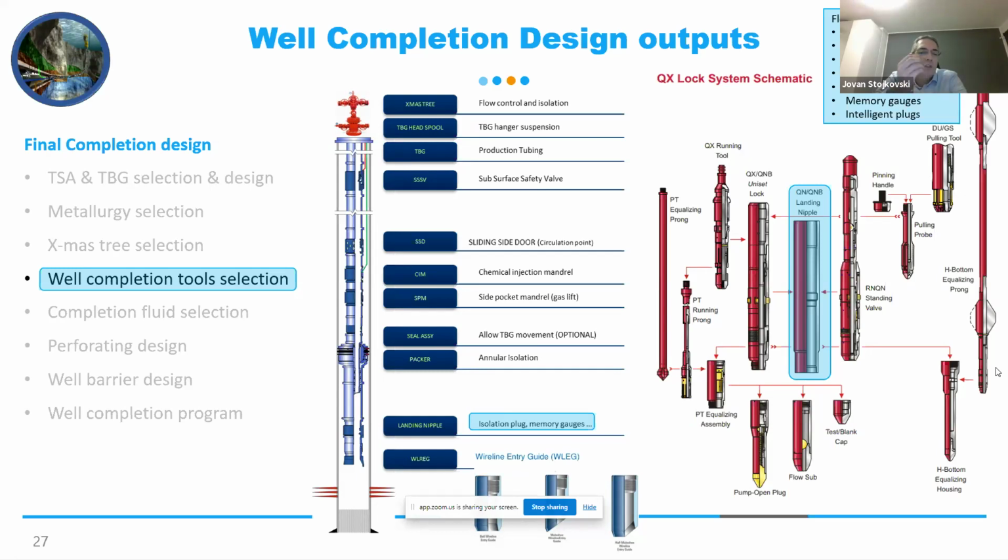We can install memory gauges on the slickline. We can put some intelligent plugs. So many different things we can do with this landing nipple. Basically, put different devices to do something in the well: to monitor, to record something, to isolate. So they are very handy. And apart from the landing nipple, this same profile is contained in the sliding side door and in the safety valve. So whenever we want to put a plug as a barrier, we can do it not only in the landing nipple, but by default, sliding side doors and safety valves come with this feature.